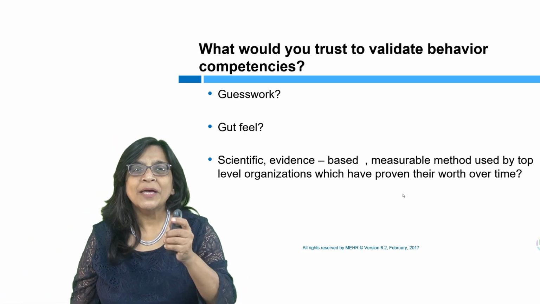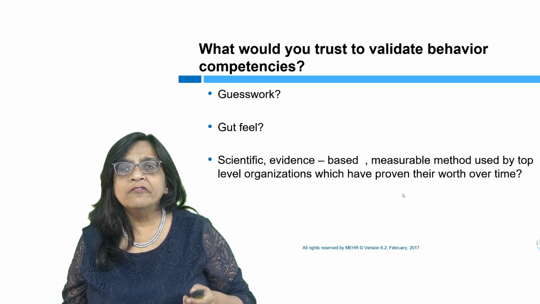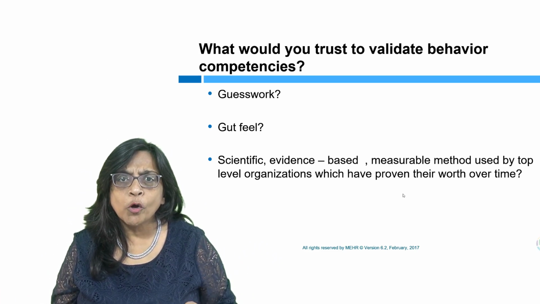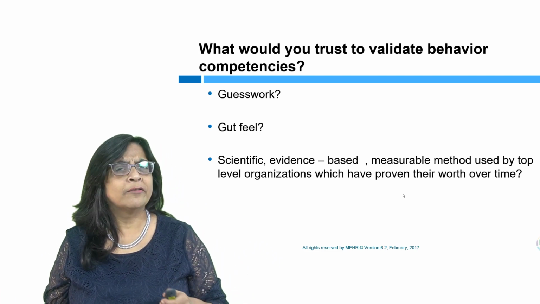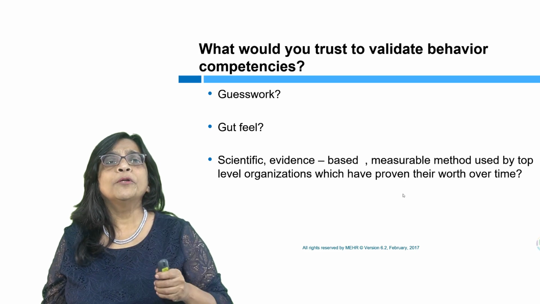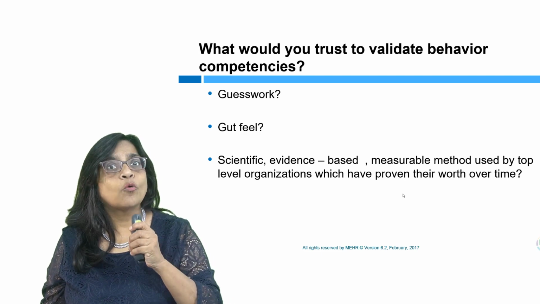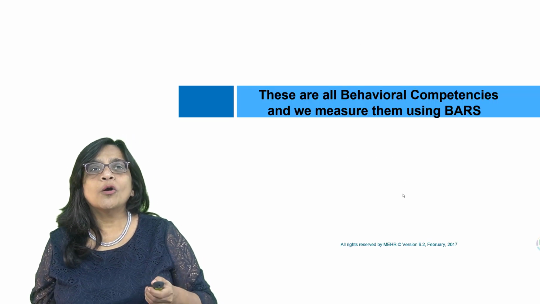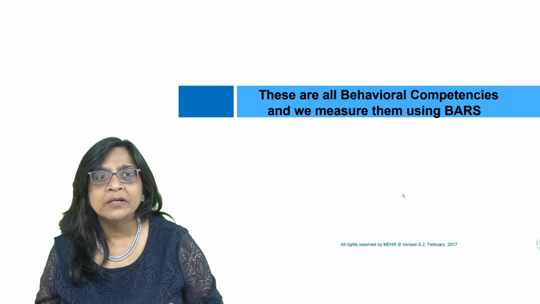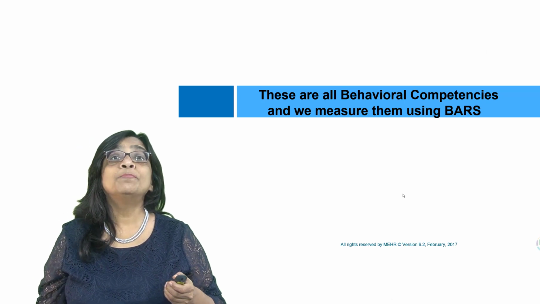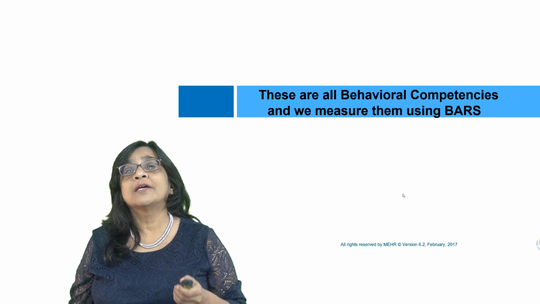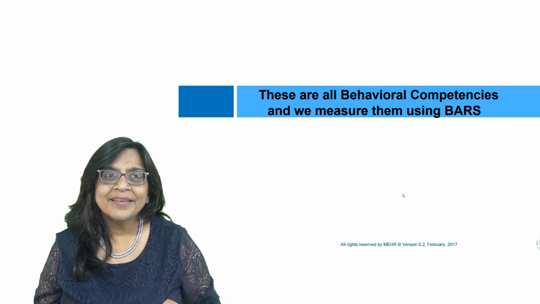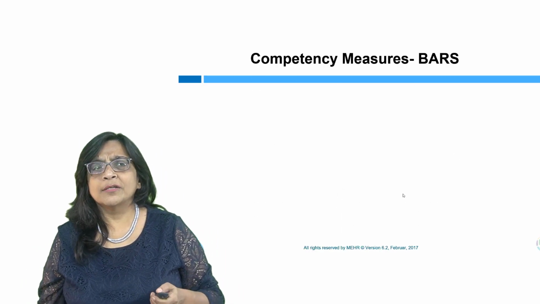If I look at the best method, which is both scientific, evidence-based, and measurable, which has been used by top organizations across the world and has proven itself over a period of time, well, this is what I'm going to talk to you about. We're going to talk about BARS, behaviorally anchored rating scales. And it's been proven to be the best way to measure behavioral competencies. So let us see what these BARS are.